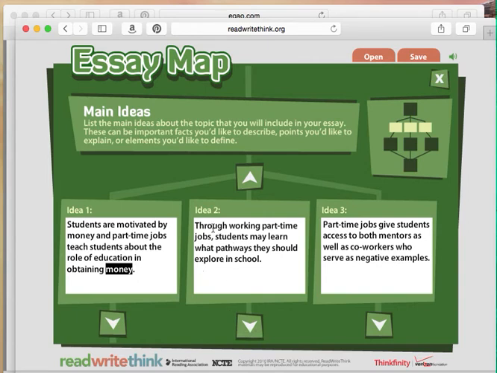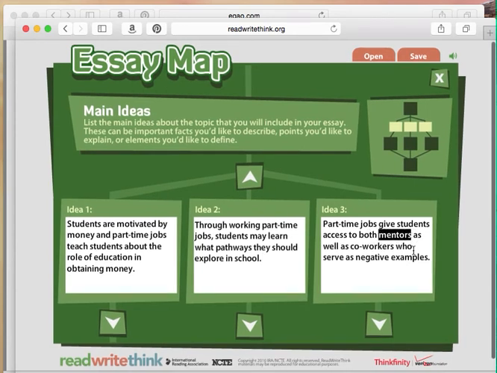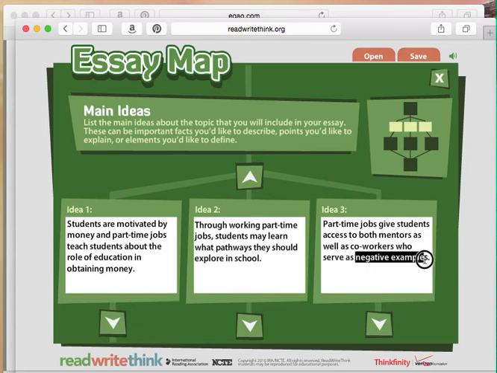Then I would also have to find proof that working part-time jobs, different jobs, would teach students about which pathways they should explore in school. That would talk about choosing maybe university stream versus college stream, apprenticeships and those sorts of things. And over here, we would have to find proof that part-time jobs provide opportunity for mentorship, as well as provide the negative examples, who not to follow. I hope that's clear.